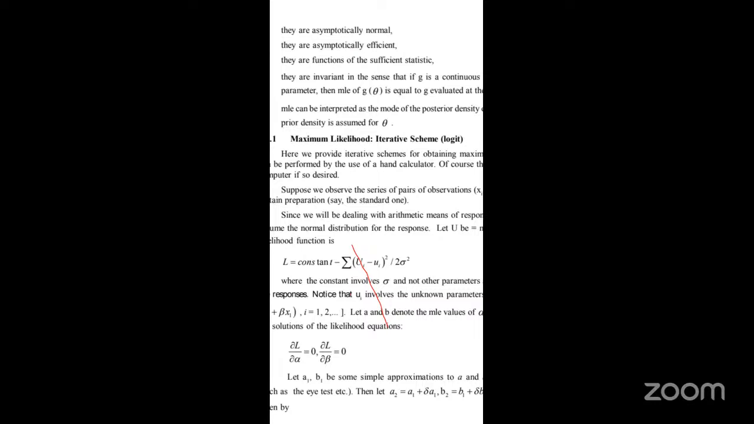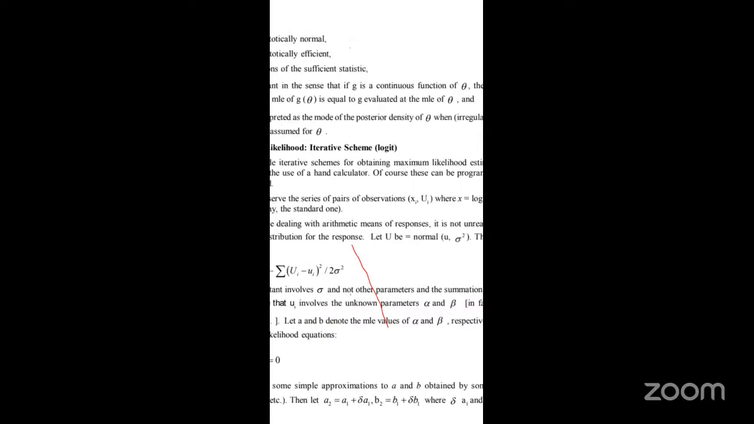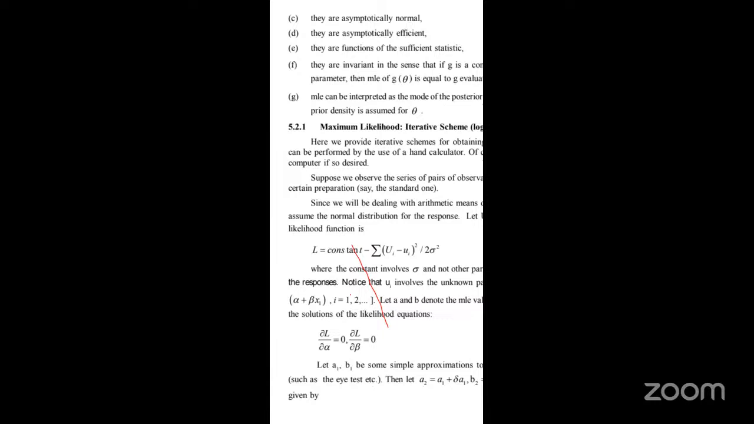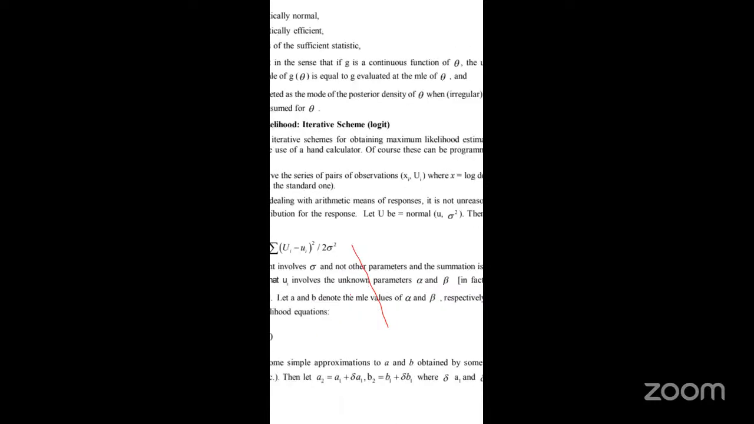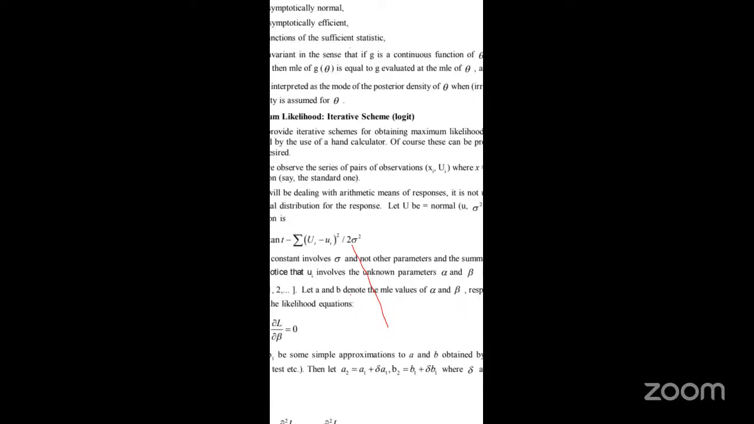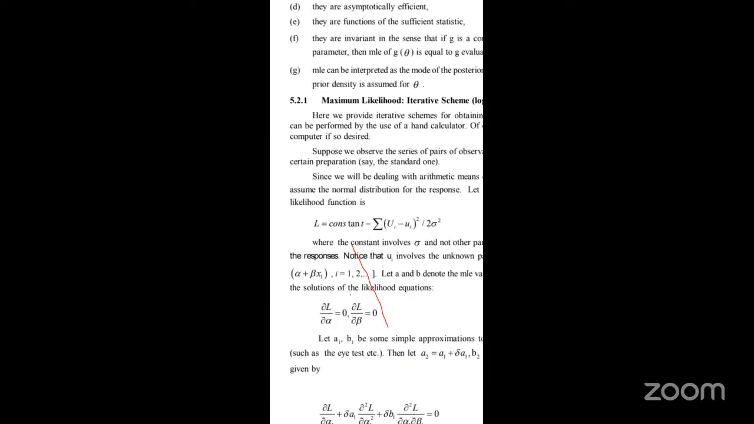Maximum likelihood estimation iterative scheme. Here we provide an iterative scheme for obtaining maximum likelihood estimates that can be performed by the use of a hand calculator. Of course, it can be programmed on a computer if so desired.